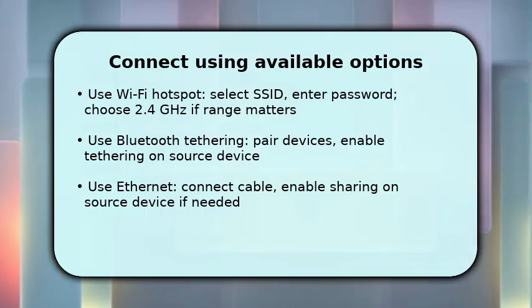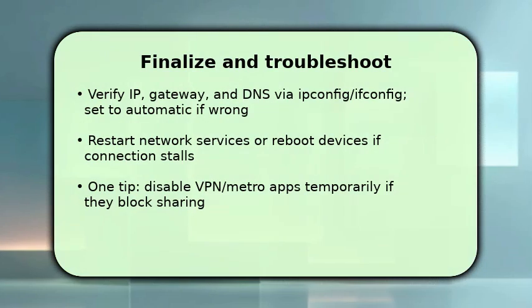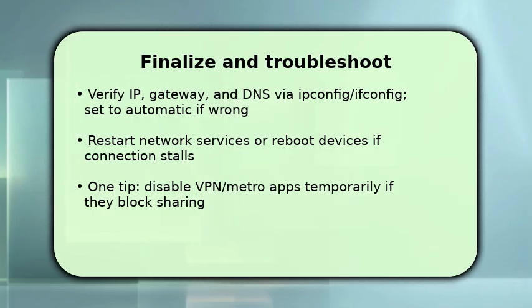Make sure IP settings finish by confirming your PC received an IP, gateway, and DNS from the shared source. Use ipconfig or network settings to check. Test by visiting a simple website. If it fails, restart the PC's network adapter or reboot both devices. Toggling the hotspot or Bluetooth off and on often resolves routing issues.